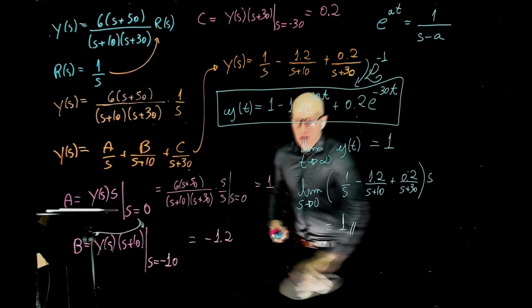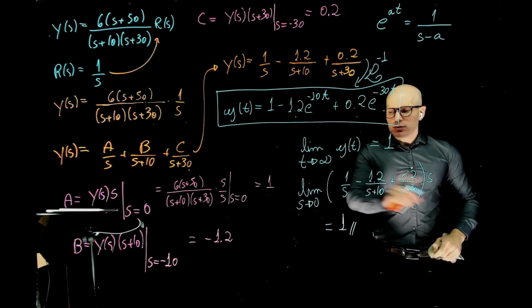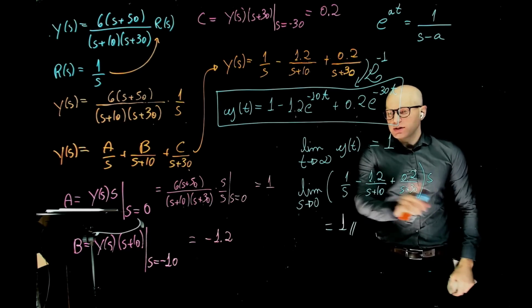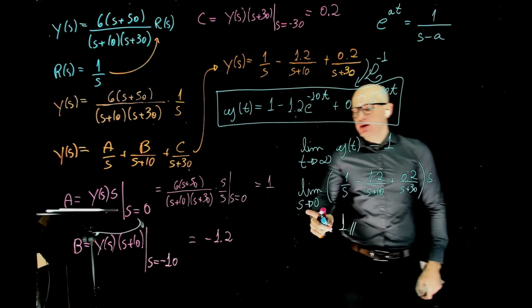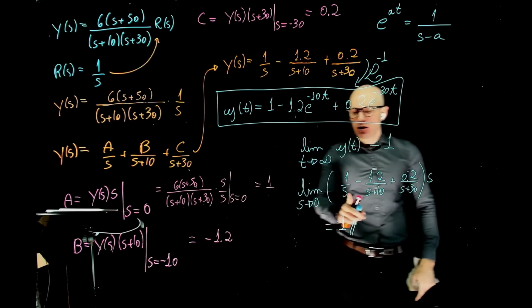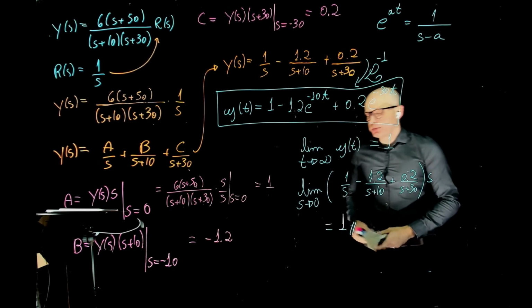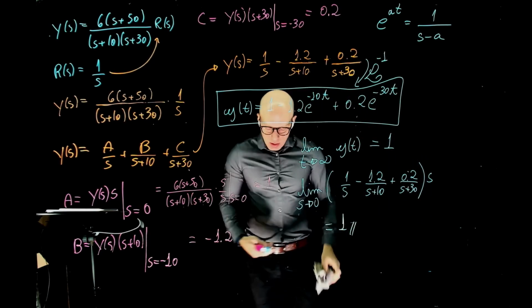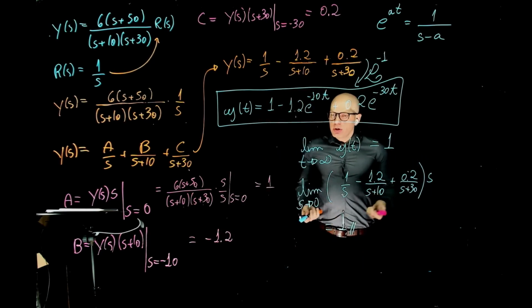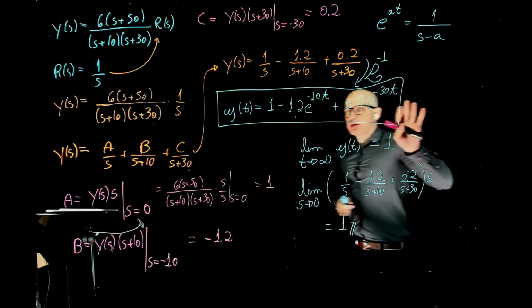Okay, and then here we have multiplied this out. 1 over s will cancel this s, 1 is left. This one is multiplied by s, this one is multiplied by s. When s tends to 0, they both vanish, and you're left with that term. Okay, so if we were interested only in the final value, this would be sufficient to do.